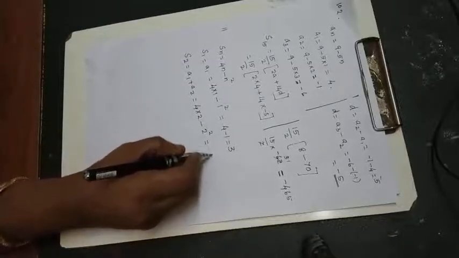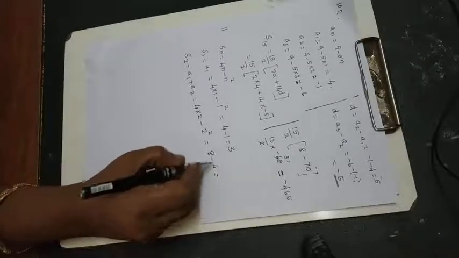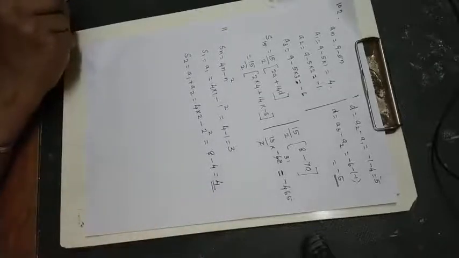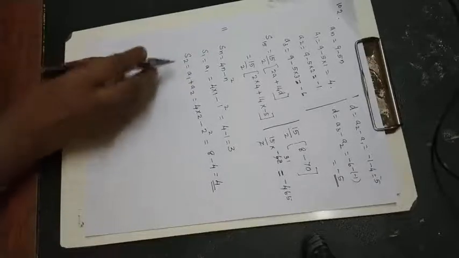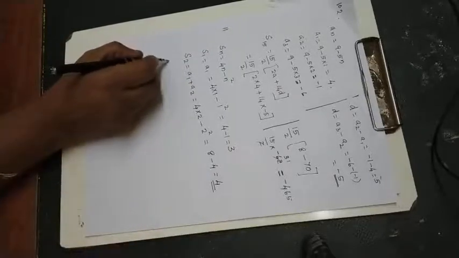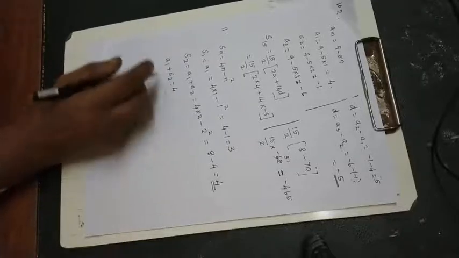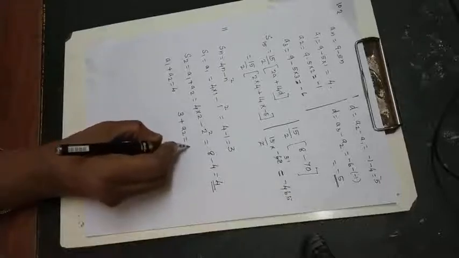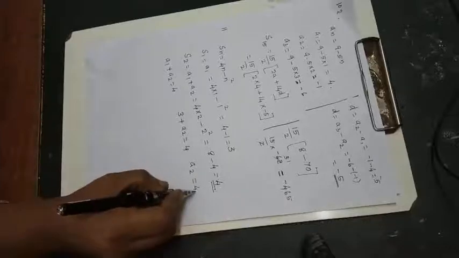That is 4 into 2 is 8. 2 square is 4. So 8 minus 4 is equal to 4. Now you see, A1 we know. So S2 is 4. That means A1 plus A2 is equal to 4. A1 is 3. So 3 plus A2 is equal to 4, so what will be A2? 4 minus 3, that is equal to 1.